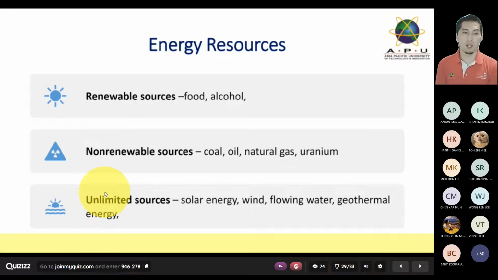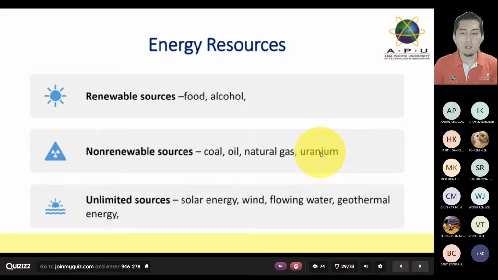Energy resources, the ones that we are all probably much more familiar with, are the non-renewable sources, right? We know that we are getting electricity from coal, we are getting electricity from oil and natural gas, not to forget nuclear as well, which is uranium. And of course, these are all considered non-renewable sources.